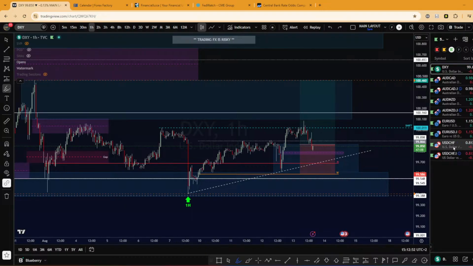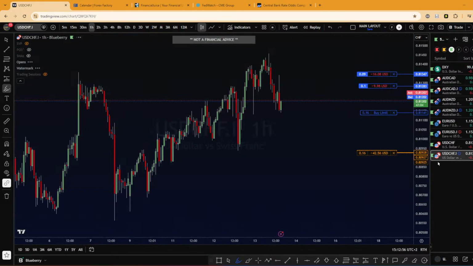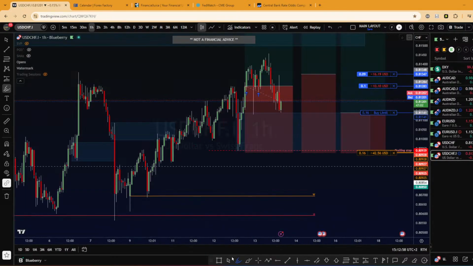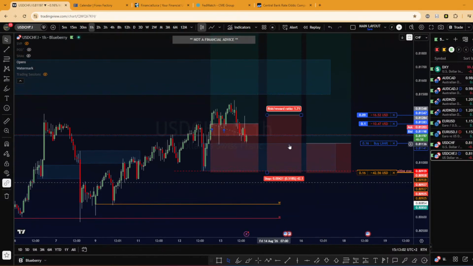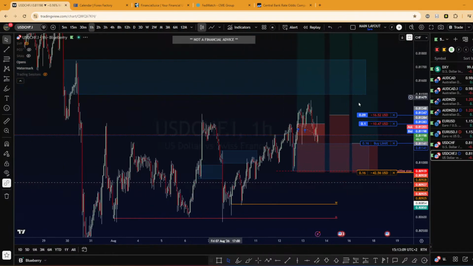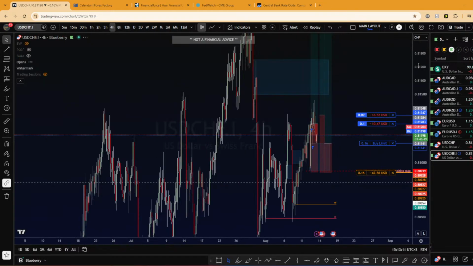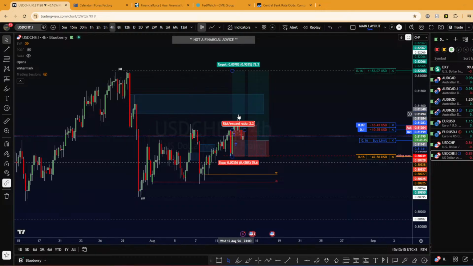So I will show you USDCHF. Yeah, this is where I entered here. I already put some position here. So what I want to see is to target at least this supply zone right there.